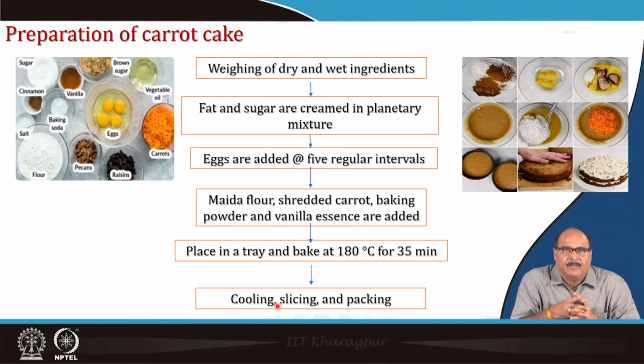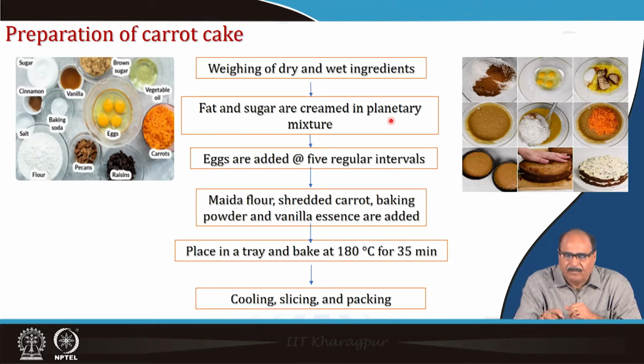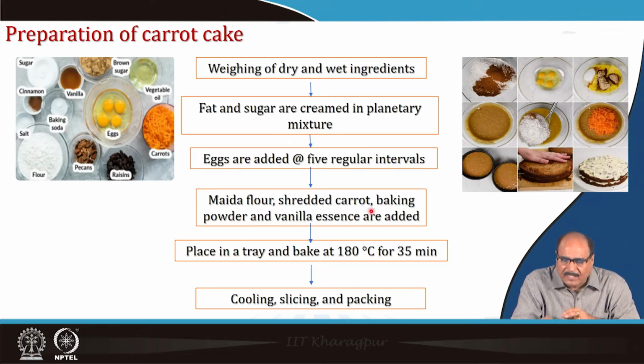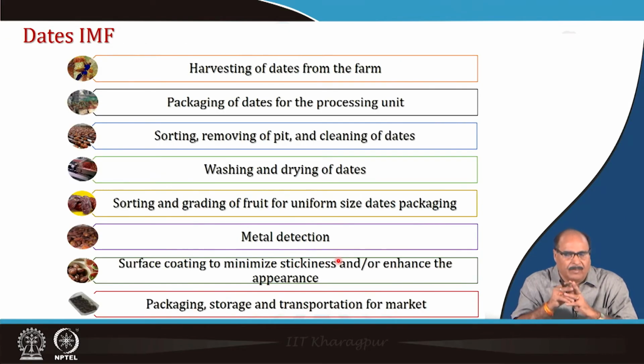Then this is the preparation of carrot cake: weighing of dry and wet ingredients. Fat and sugar are creamed in planetary mixers, then eggs are added at regular intervals to ensure proper mixing of the eggs and also proper whipping in of the air. Then maida flour, shredded carrot, baking powder, vanilla essence, etc. are added. This is all placed in a tray and baked at 180 degrees Celsius for 35 minutes. Cooling, slicing and packing. So, whether fruit cake or carrot cake, it is also again an IMF.